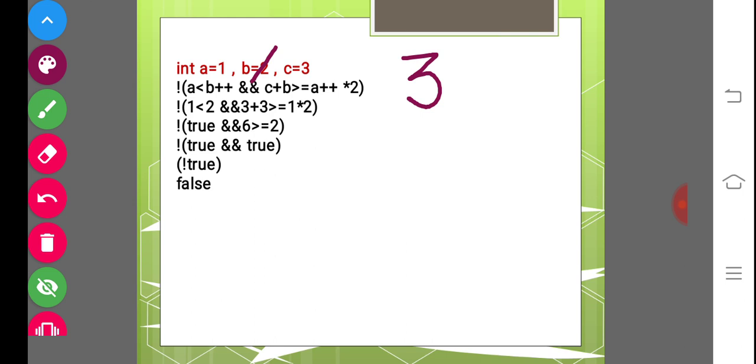Now again, is 1 less than 2? The answer is true. AND operator, 3 plus 3 is 6. It is greater than or equal to 2. The answer is true. Again, true AND operator true, and the answer is true. But outside of the bracket is the NOT operator, and the NOT operator we use when we want to revert the outcome of an expression, we want the opposite of an expression. So if it is true, by the NOT operator the answer becomes false.